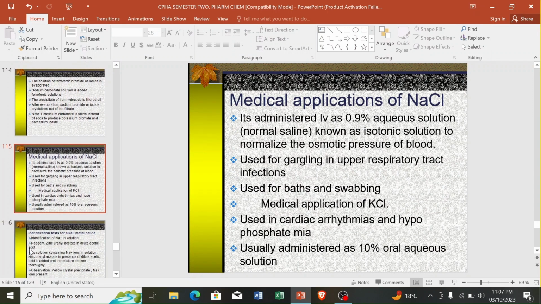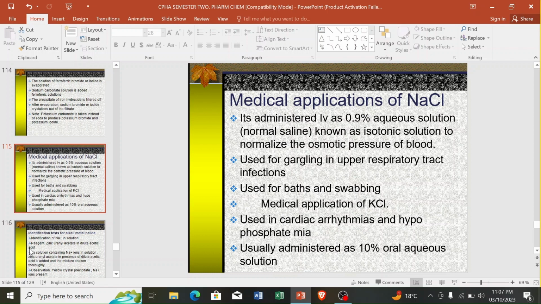So we have medical applications of sodium chloride. It is administered IV at 0.9% weight in volume. So we find that 0.9% is our normal saline, the normal saline we hear about in the hospital, and that is formed from our sodium chloride at a percentage of 0.9. So it is administered as normal saline, known as an isotonic solution. An isotonic solution is responsible for normalizing the osmotic pressure of blood.